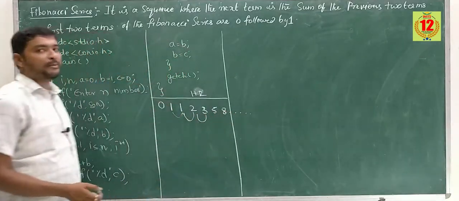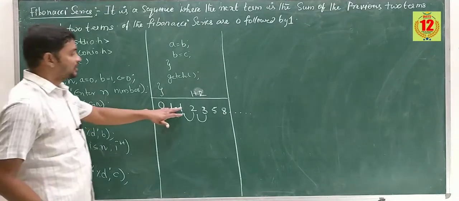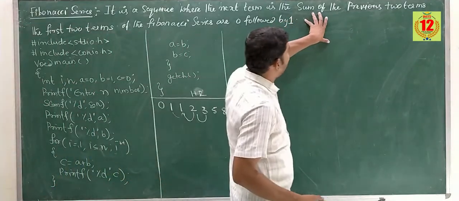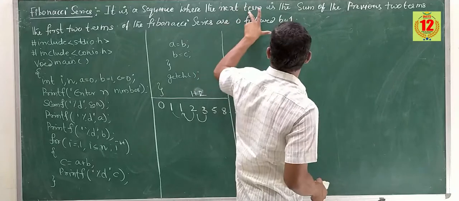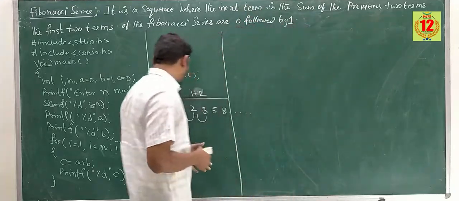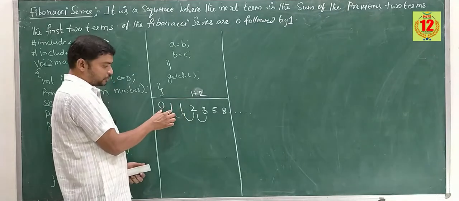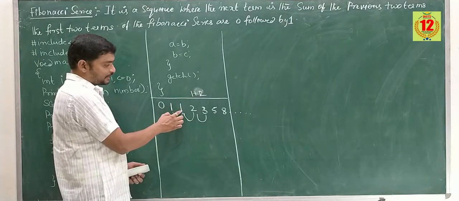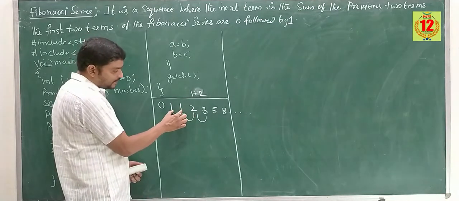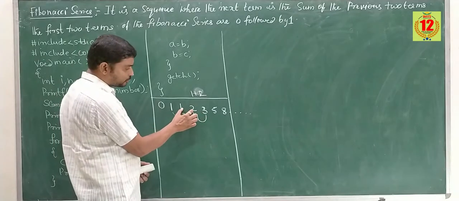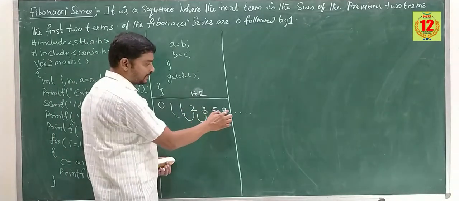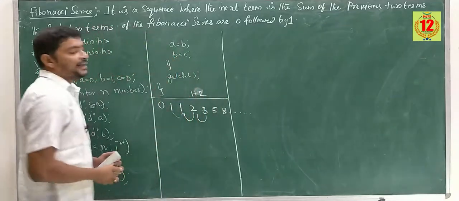This is called the Fibonacci series. It means whatever you take, the next term is the sum of the previous two terms. For example, here we are taking 1, the previous two terms' sum is 1, and the next value is again the sum of the previous two terms, and so on. This is the Fibonacci series.